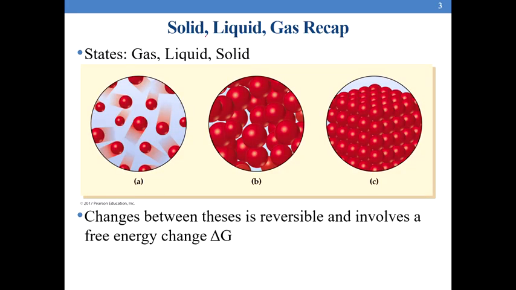Okay, so these 3 images you should already recognize and understand. On the far right we have the solid, closely compacted, definitive volume, definitive shape, and these molecules are vibrating, so sometimes you see little vibration movements in the images, whereas the liquid, they're more spaced out, they are moving relative to each other and take the shape of their container.